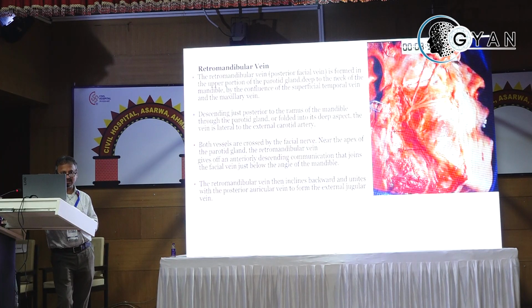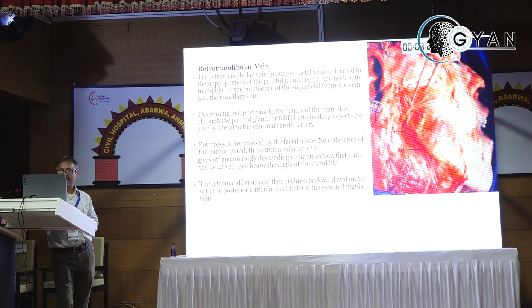If you stay away in the anterior border, most of the time in the retromandibular approach, you don't even see this retromandibular vein, but you have to be cautious when you are maneuvering on the retromandibular axis towards the ramus. Both vessels are crossed by the facial nerve. At the apex of the parotid gland, the retromandibular vein gives off an anterior branch. It gives a descending communication that joins with the facial vein below the angle of the mandible. So if you encounter these, you have to ligate all of them.